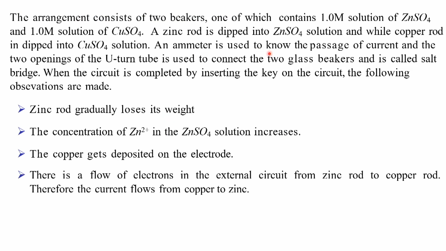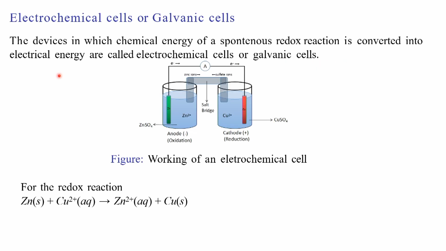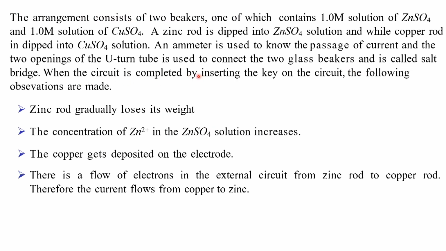An ammeter is used to know the passage of current, and the two openings of the U-shaped tube are used to connect the two glass beakers and it is called the salt bridge. So this is the glass U-tube, this is called the salt bridge, and this is the ammeter to know the passage of current. When the circuit is completed by inserting the key, the following observations are made.